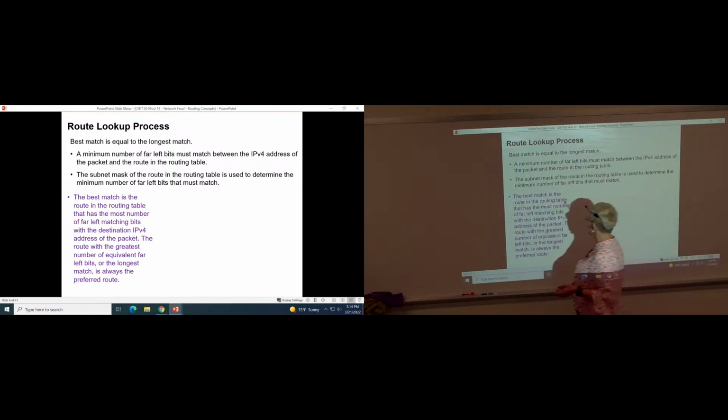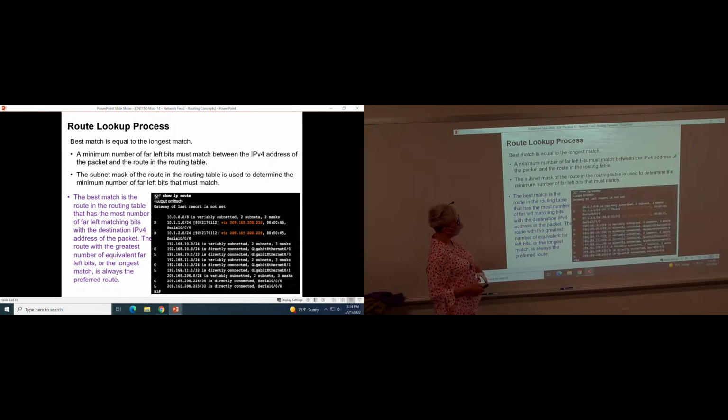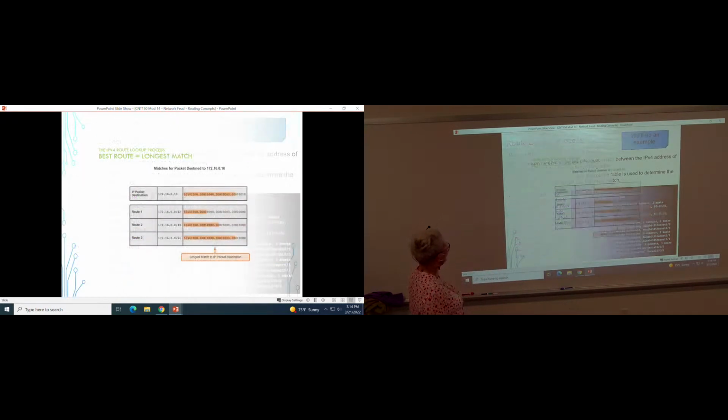The best match is the route in the routing table that has the most number of far left matching bits with the destination IPv4 address. The route with the greatest number of equivalent far left bits, or the longest match, okay? The longest match. So again, it's going to look in here, find the longest match, and use that route to send. We're going to do an example.